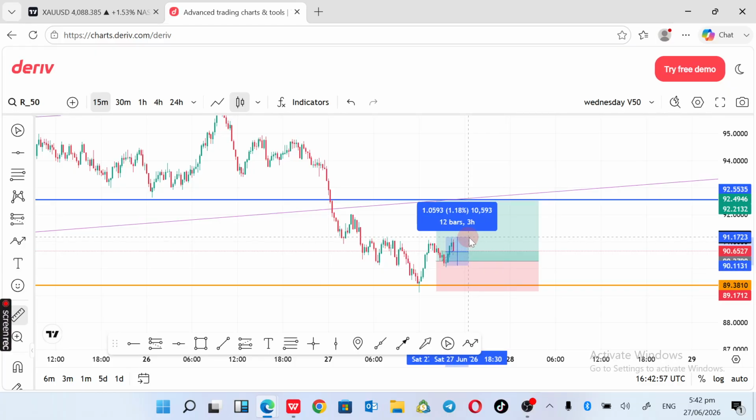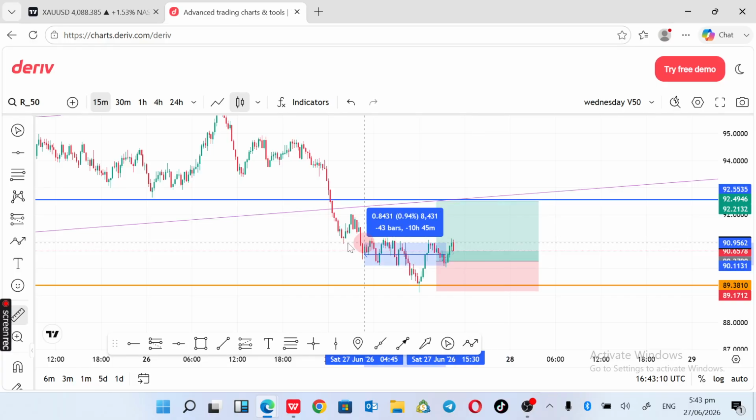It has moved about 1.8% of the pip already. This is about 3 hours ago I entered this trade and it's going very well. Now let's look at the overall direction, how I arrived on this trade.